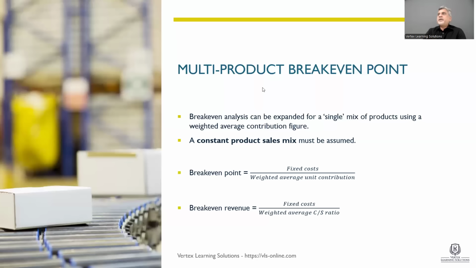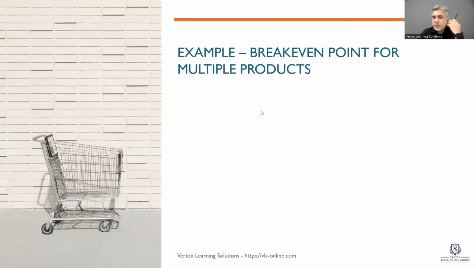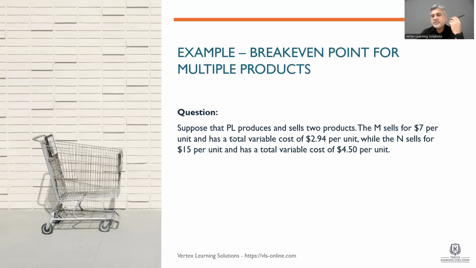To understand this topic in a better way, we will solve one question together, so that the numbers and figures come in front of us and we can actually see how it works. So we'll start with one question. It says, suppose that PL company produces and sells 2 products. The M sells for $7 per unit and has a total variable cost of $2.94 per unit. So that is going to give you contribution, sales price minus variable cost, while the N sells for $15 per unit and has a total variable cost of $4.5 per unit.